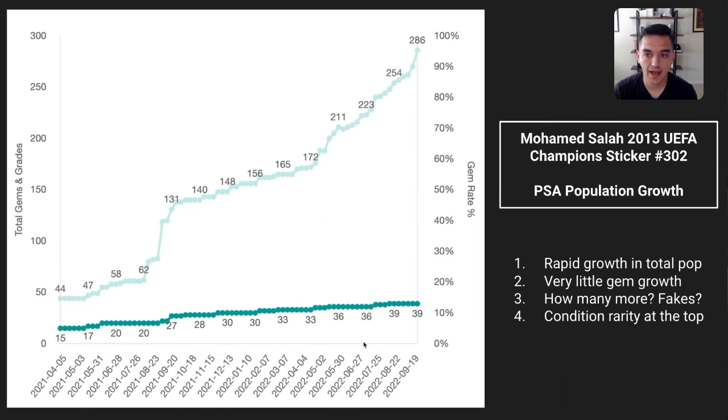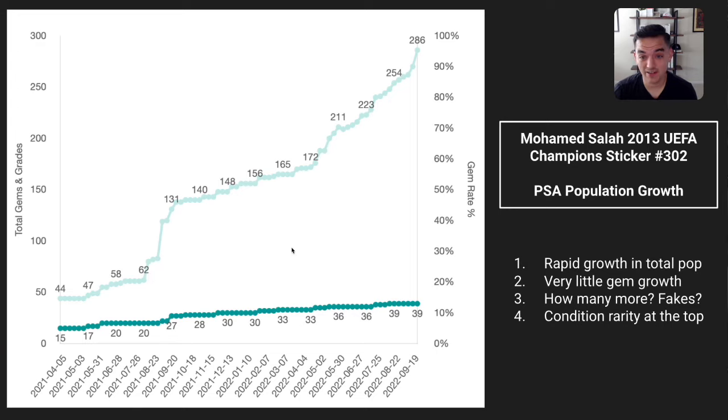So what happened here? This is the graph from GemRate, which basically shows that from April of 2021, there were 15 total gems and 44 total graded, right? As we get to August, September of 2021, you can see that's where there's a big spike in number graded. So you go from 60, 70 up to almost 140 and 27 gems. And then you can see there's a steady stream upwards, and then boom, a huge peak. So you can see this population has exploded pretty heavily over the last year and a half.